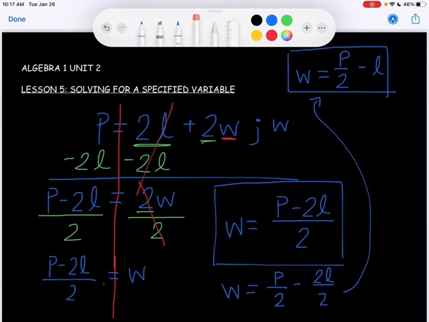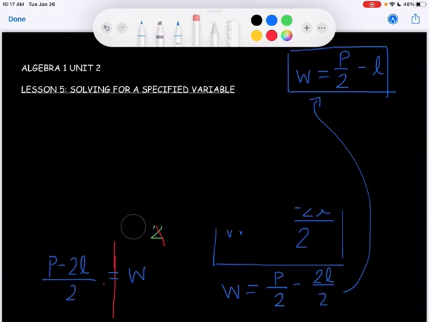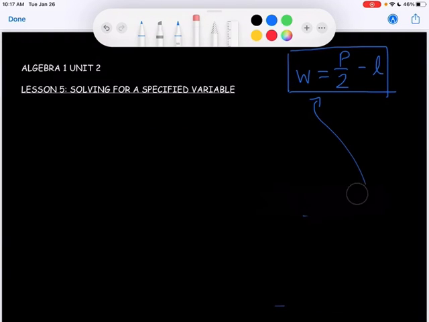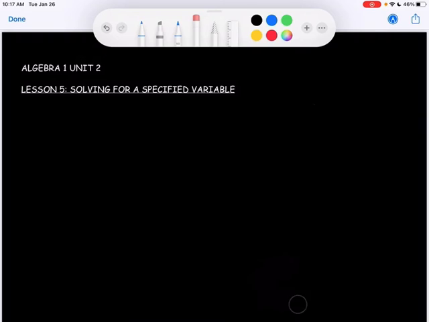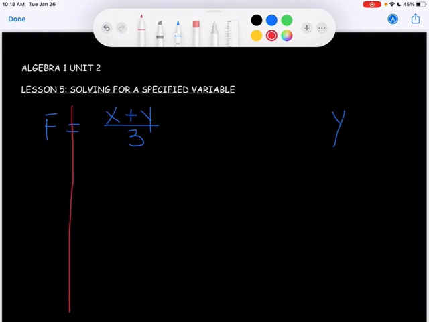Okay, I'm going to do one more. Okay, let's say we have F equals X plus Y over 3, and they want us to solve for Y. I'm going to write it over here. So I want to get Y by itself, which is on this right-hand side. I've got to get rid of the X and the 3. Well, when you have a fraction like this, anything that is on top of the fraction is understood to be in parentheses. So we're going to have to deal with that last because you go in reverse order of operations.